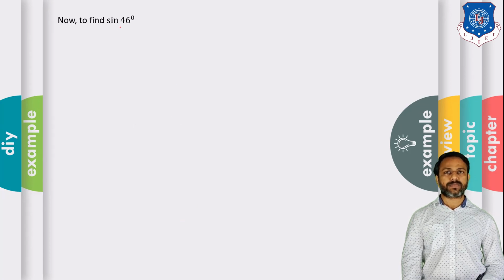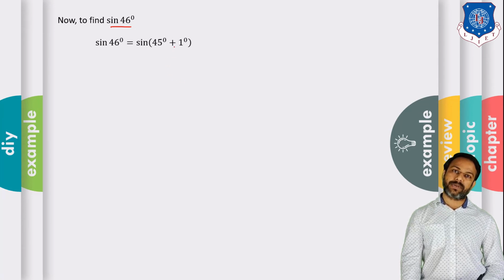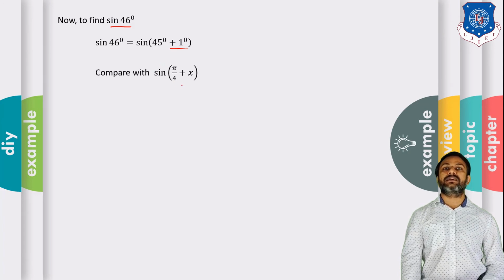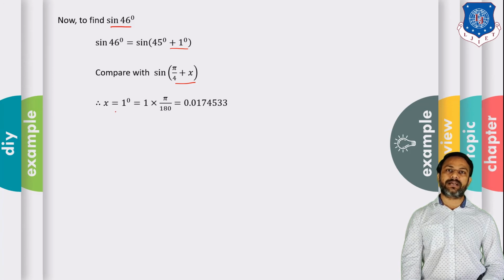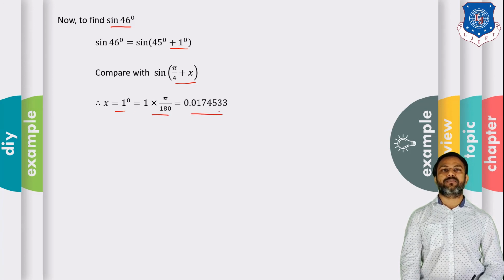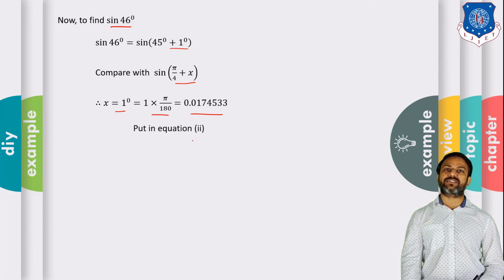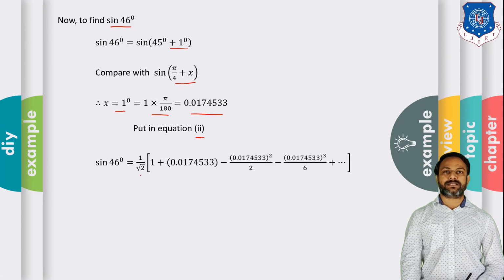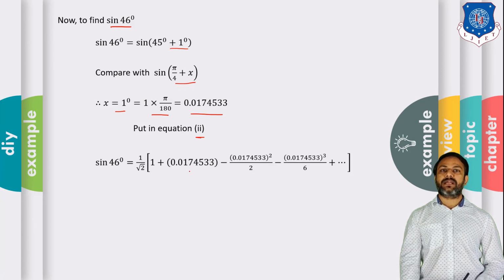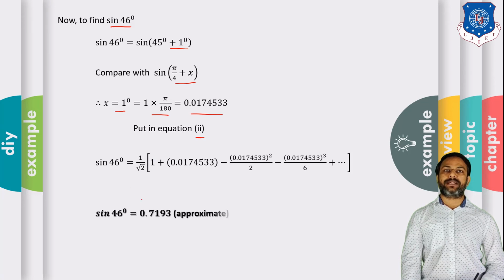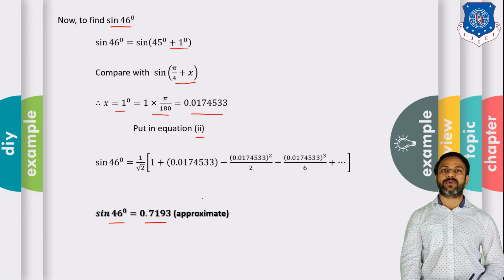Same process, that means sine 46 degrees is equal to sine 45 degrees plus 1 degree, and by comparing this with sine pi by 4 plus x, this time we have x equal to 1 degree. Again convert this degree into radian, we have the same value but not the minus sign. Now put this value of x in equation 2, so we have this 1 by root 2 and similarly, by calculating this we have the value of sine 46 degrees is approximately 0.7193.